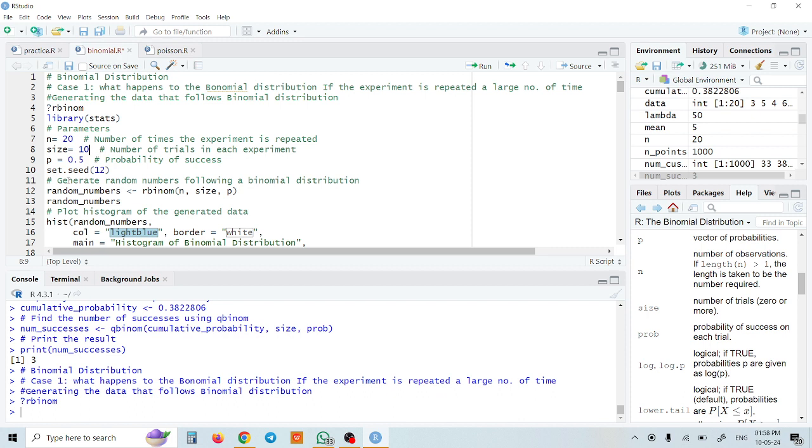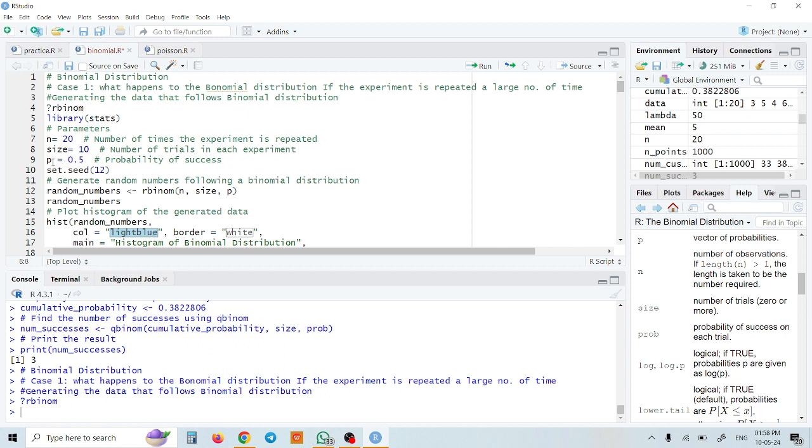So the first value of the output will be 3. Similarly, we will repeat our experiment a second time. Again we will toss a coin 10 times, and suppose this time we got 8 successes and 2 failures, then the second value of the output will be 8. Likewise we will be getting the output.